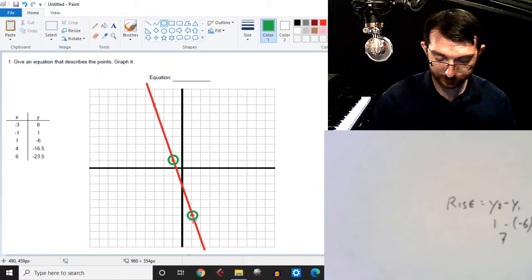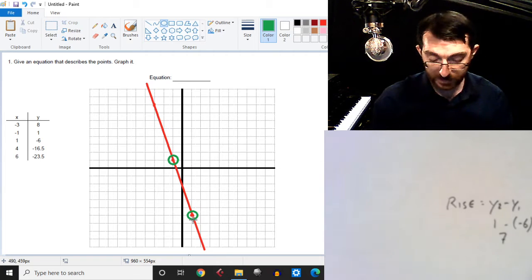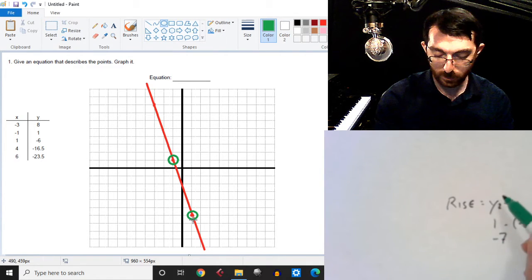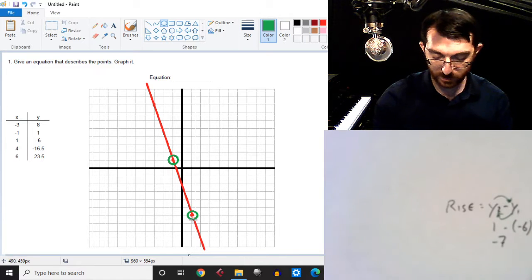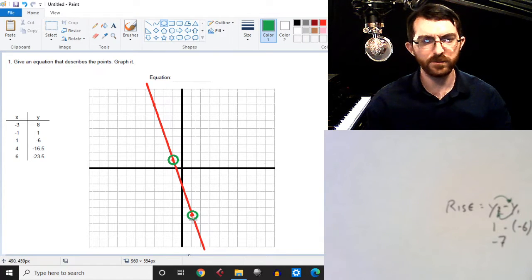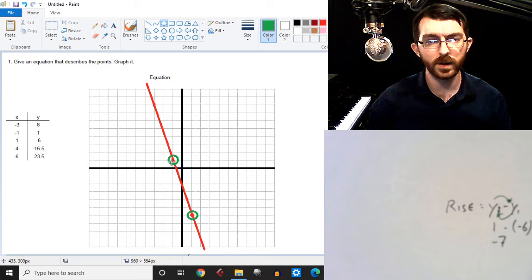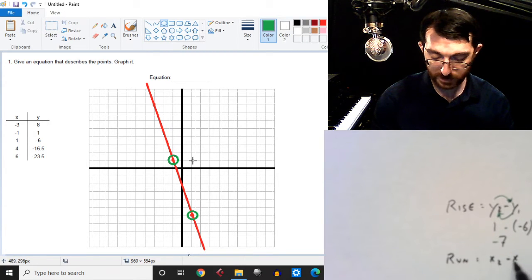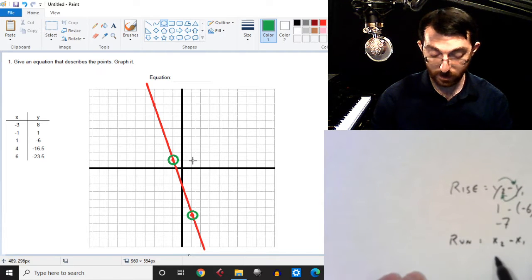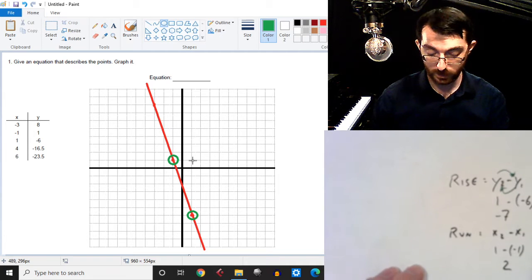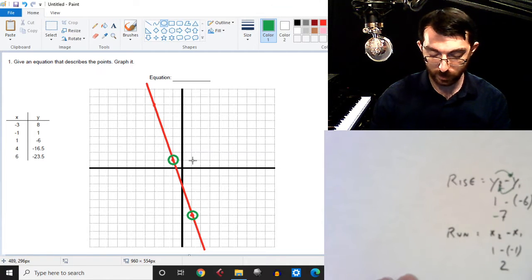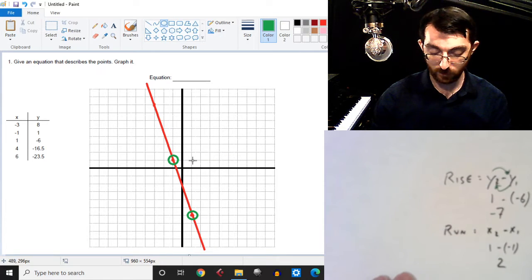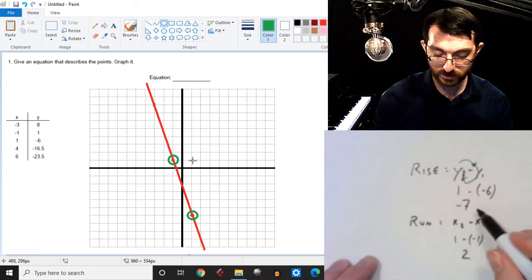And what about the run? Oh, sorry. I really should have had that reversed. This is -7 because it's going down. So, whoopsie. Let's switch those. Anyway, 7. I think you could figure that out. And as far as the run goes, we're going from -1 over to +1. But just because it's good to see it, run is going to be an x2 minus an x1. So here that's going to be 1 minus -1. And so that is a total of 2. So we have a rise of 7, a run of 2. That means we have a rise over run of 7/2.